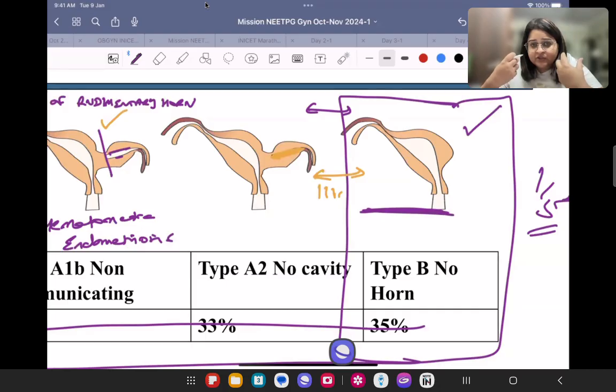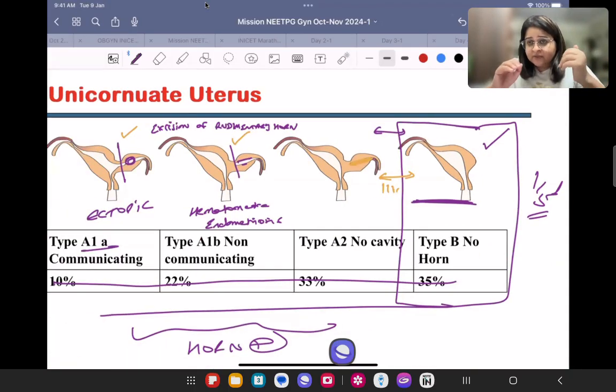That means if a patient has a unicornuate uterus, she has a unicornuate uterus. There is no way to increase the space of the cavity. There is no surgical technique which can help her. Okay, so if she has infertility or recurrent losses, the best treatment would be to advise her a gestational surrogate. There is no way you can increase the size of the cavity. So there's no surgical treatment for unicornuate.